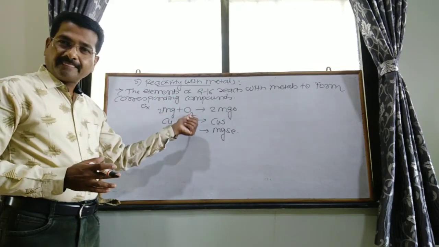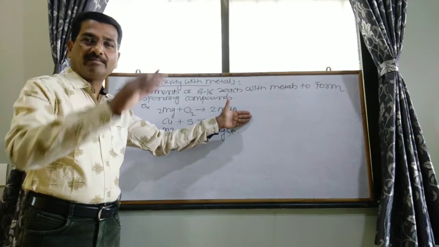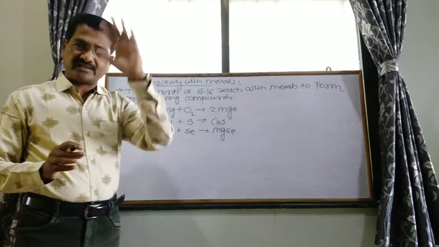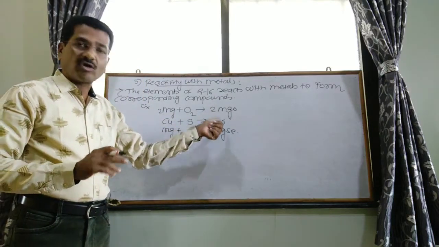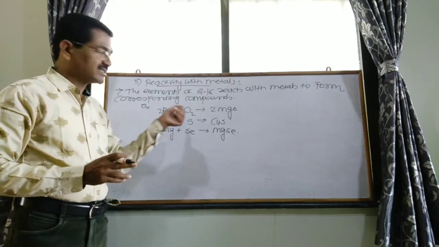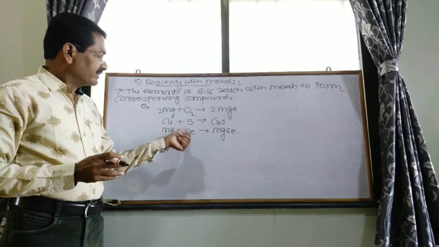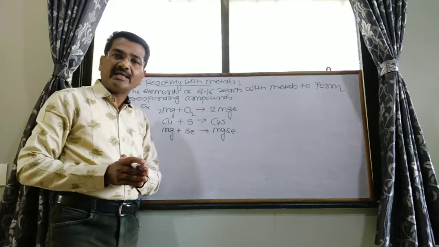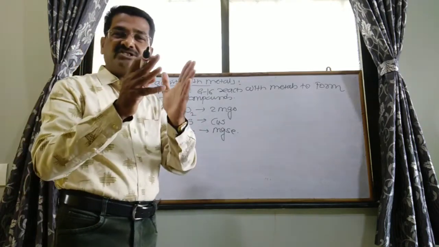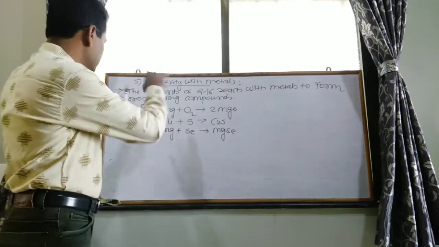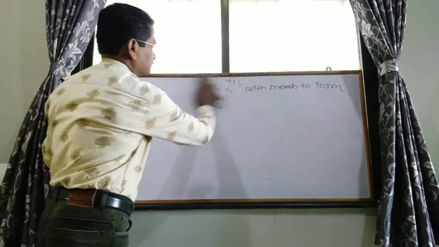Suppose oxygen reacts with any metal to form the oxides: magnesium, sodium, aluminium, zinc oxide. Then sulfur can react with a metal to form copper sulfide. Zinc reacts with sulfur, zinc sulfide. Lead reacts with sulfur, lead sulfide. Selenium can react with any metal to form the corresponding metal selenides. Suppose magnesium reacts with selenium to form magnesium selenide. So this is the reactivity of group 16 elements with metals.